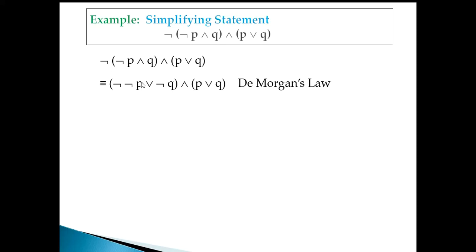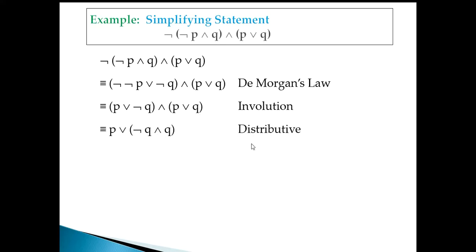Here we see that this is the negation of negation p. Here we use the involution law, because by the involution law we can write negation of negation p is equivalent to p. Now after that, we have p or negation of q and p or q. I think here we use the distributive law.